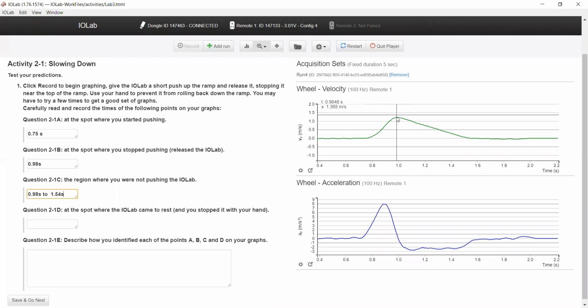After you release it from your hand, there is no external force, so it is being pulled back down. That's why its velocity starts to decrease. And when you stop it, this is where the IOLab was not being pushed by anything. So you started pushing, you left it, and then this was the slowing down process. Be careful of those moments, so you can explain them here also.